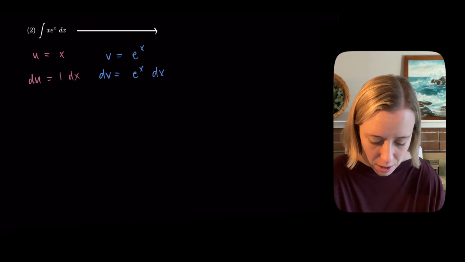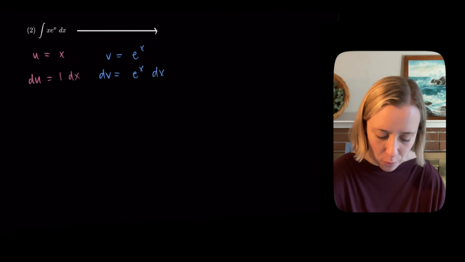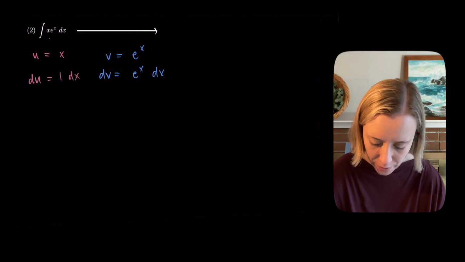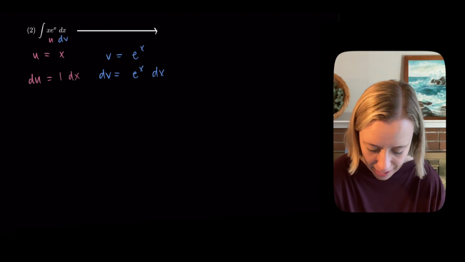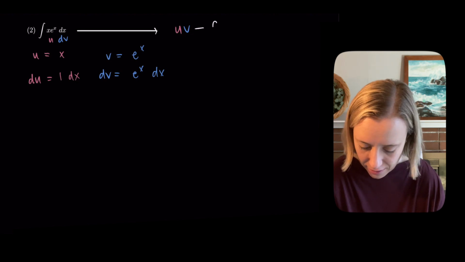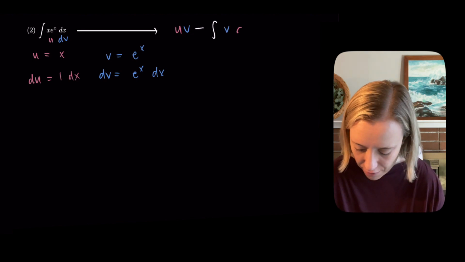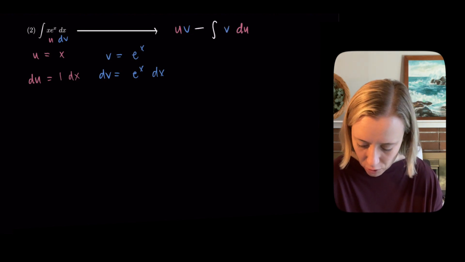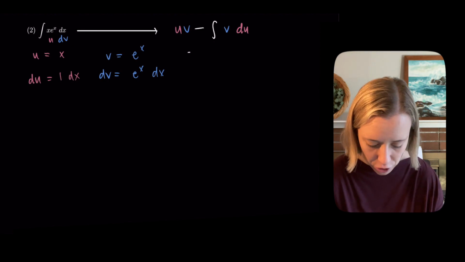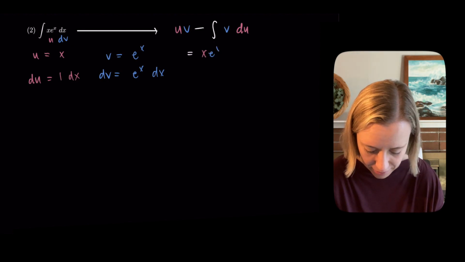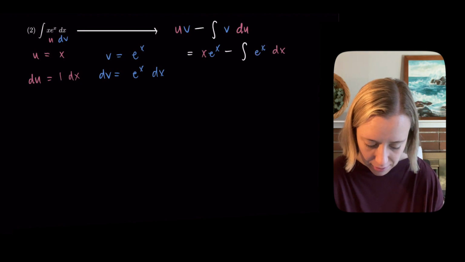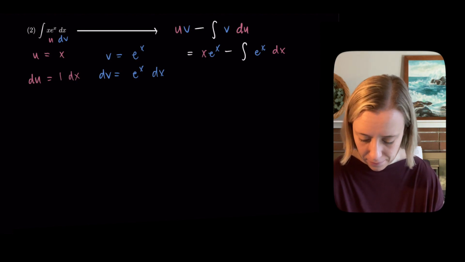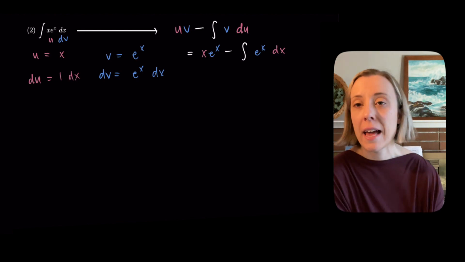Okay, so here we rewrite our integral. We are starting with u dv, and now we're going to rewrite it as uv minus the integral of v du. Okay, so let's do that with what we've chosen. u times v is x e to the x, and then we subtract our integral of v du. So v is e to the x, and du is just dx. Okay, and I'm already feeling good.